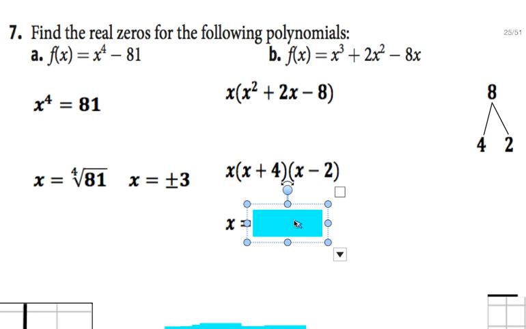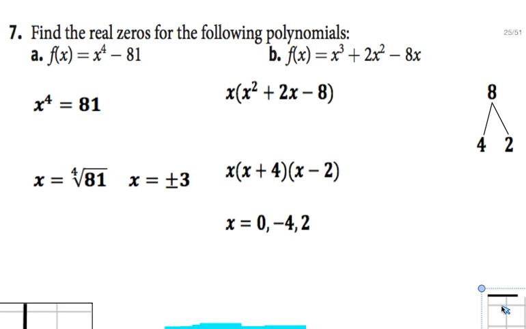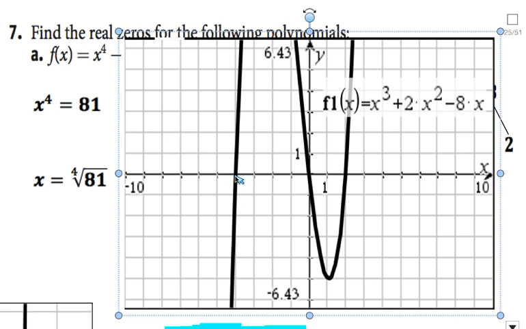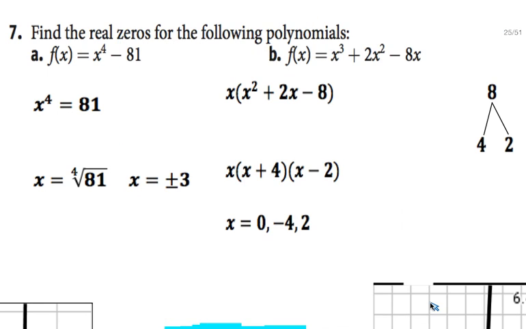When I set all those factors equal to 0 and solve for x, I get x equals 0, negative 4, and positive 2. And I can check by graphing that, and I see that I have x-intercepts at negative 4, 0, and positive 2. Okay?